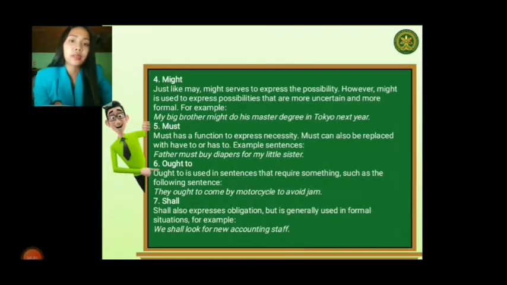6. Have to is used in instances that require something, such as the following sentence. I have to come by motorcycle to avoid the jam. 7. Shall also expresses obligation, but is generally used in formal situations. For example, we should look for a new accounting staff.